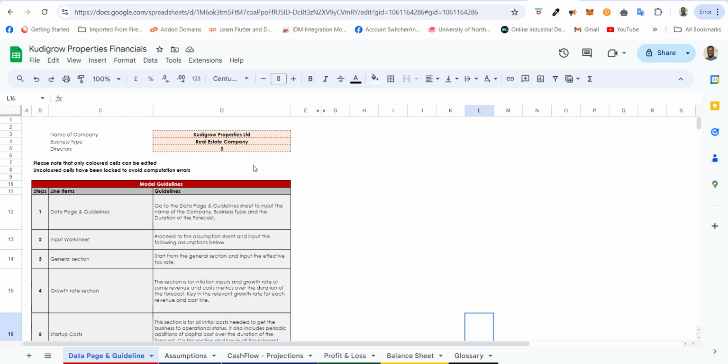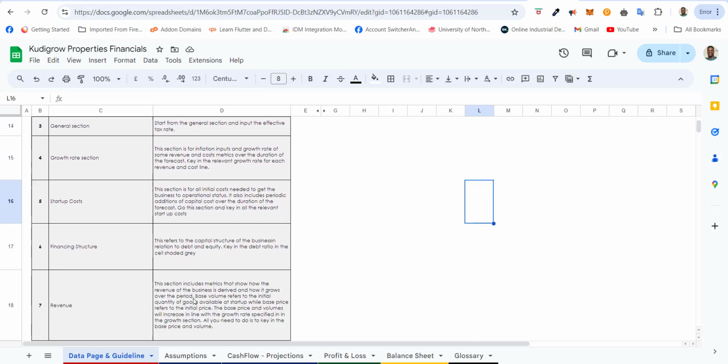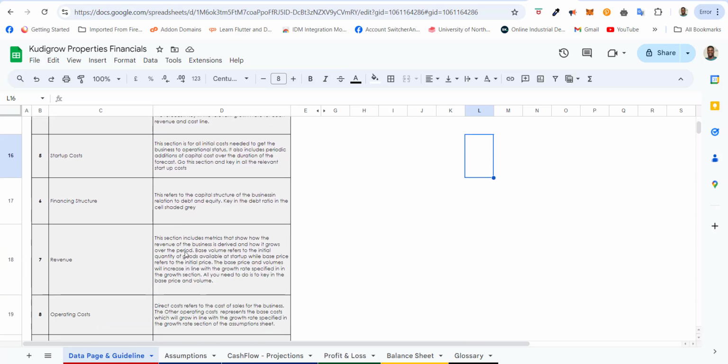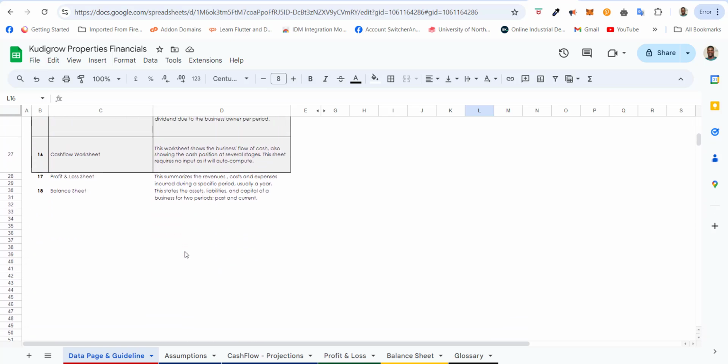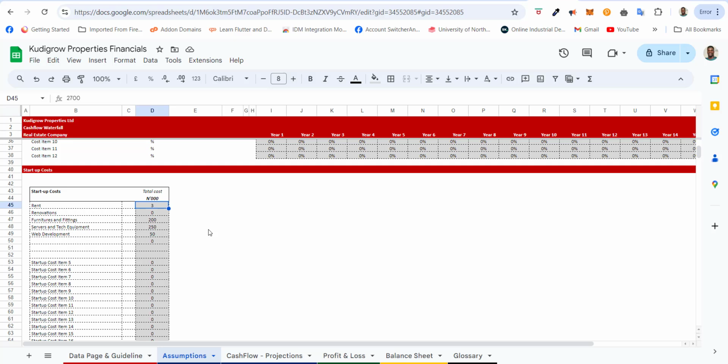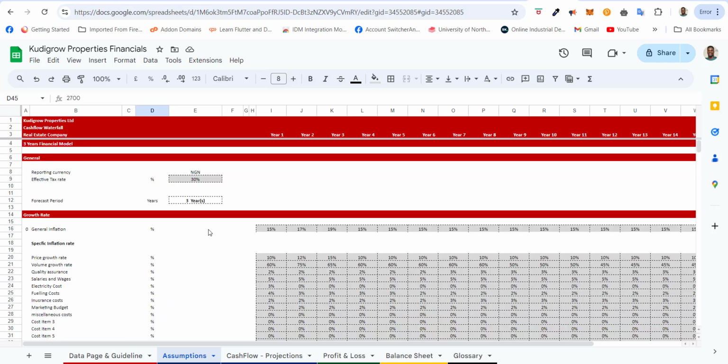So, right here we have the name of the company. These are just a few things here, the directors. And here are explanations to some terminologies that might be used. If we go to the next data sheet right here, in this data sheet, the company tax rate of Nigeria is 30%.